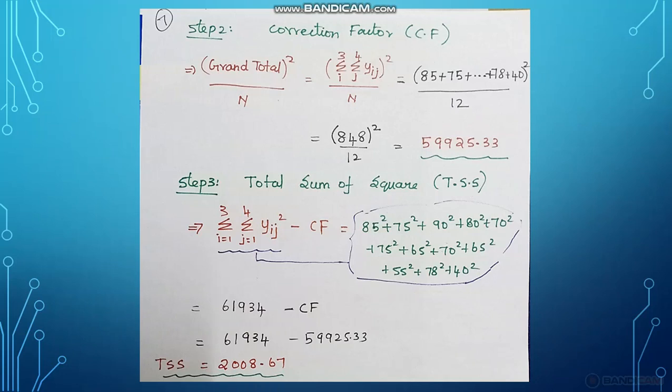Step 3 is you want to find the total sum of square. The formula is summation of i equal to 1 to 3 and summation of j equal to 1 to 4 yij square. So yij square means you want to square all the values: 85 square plus 75 square plus 90 square plus 80 square like this, minus CF, the correction factor. This is the formula for total sum of square.